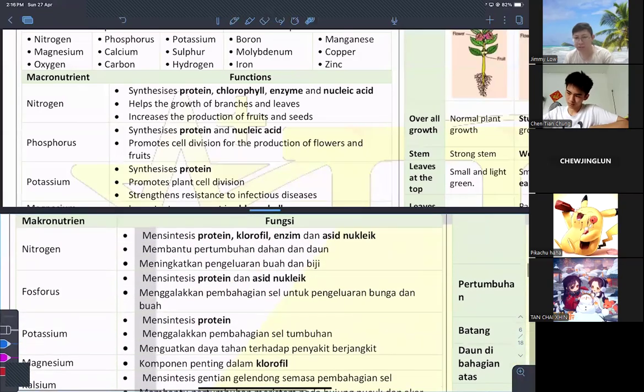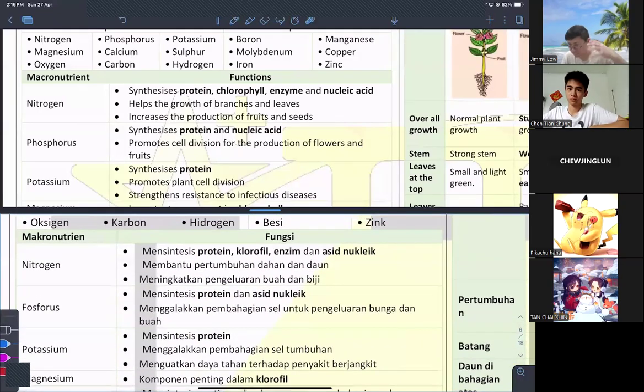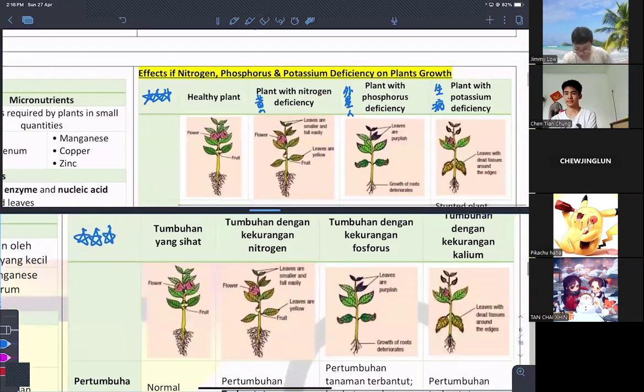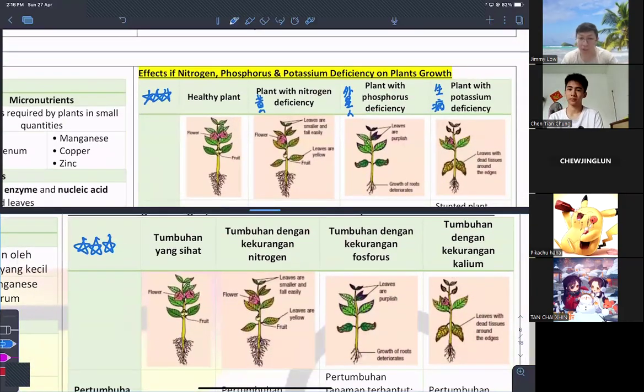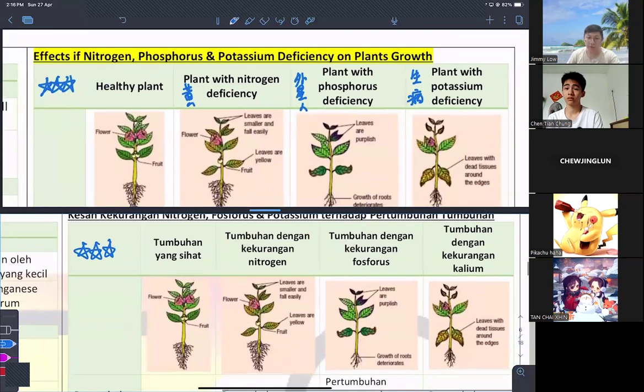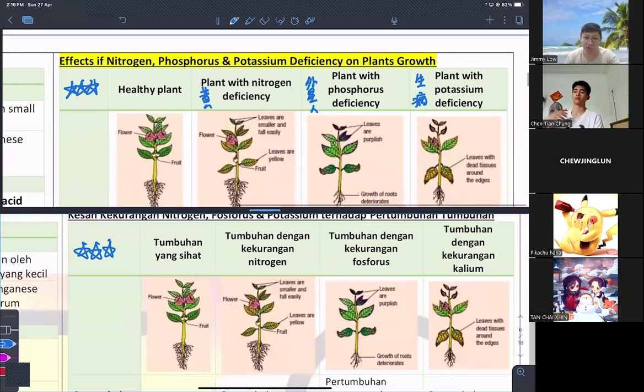Even if the question asks this kind of stuff, mostly it's 1 mark. No need to spend so much effort for 1 mark. Not worth it. But this one is worth a lot. You have to know what happens when the plant is lacking some of the nutrition.